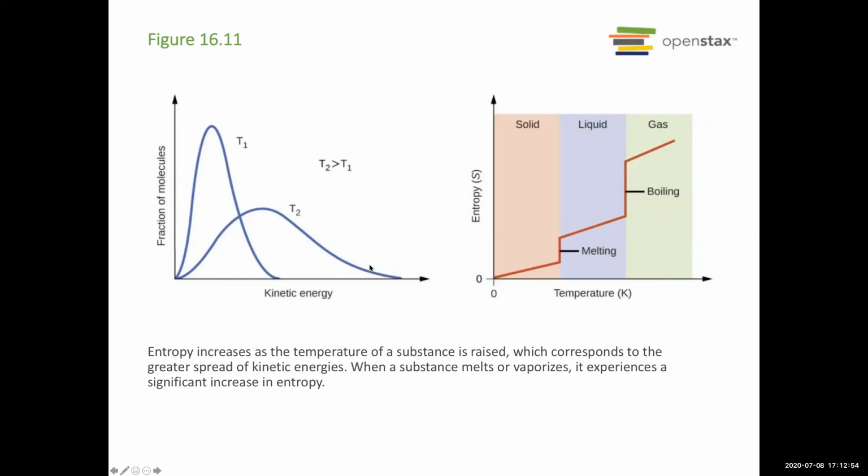If you go to higher temperatures, you have more molecules spread out over a wider range of energies. So instead of having a lot of molecules over a small range of energies, you have the same number of molecules over a wide range of energies. And that spreading out of energy, remember, favors increased entropy.